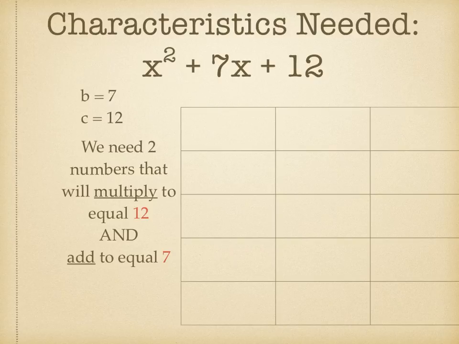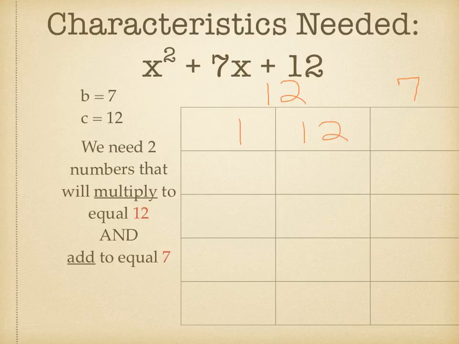So let's take a look at how we found that. We know that we want to use factors that have a product of 12 and a sum of 7. So how did that come about? Well, let's list the factors of 12, or at least a few of them. Let's start with 1 and 12.